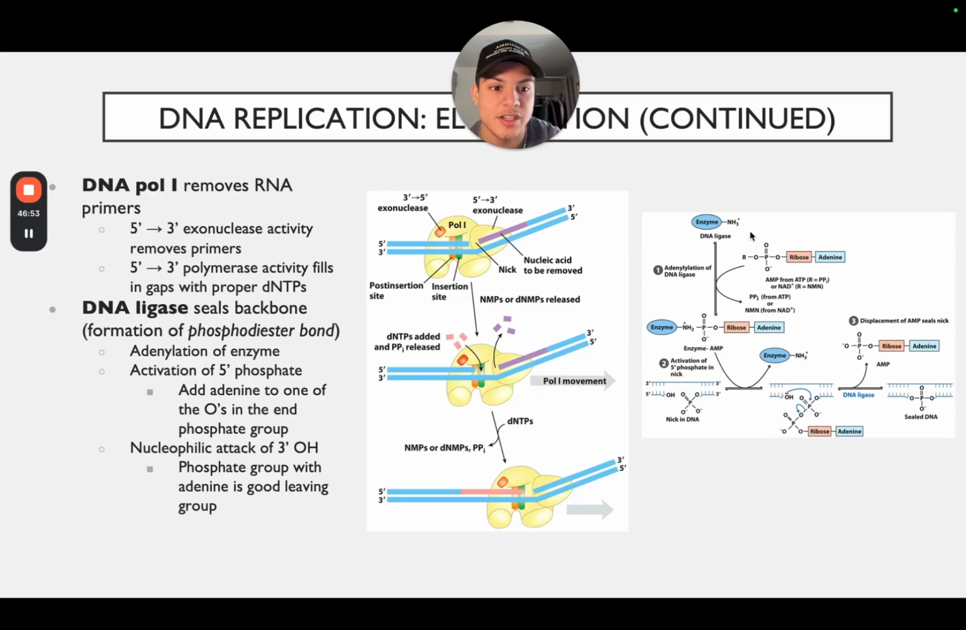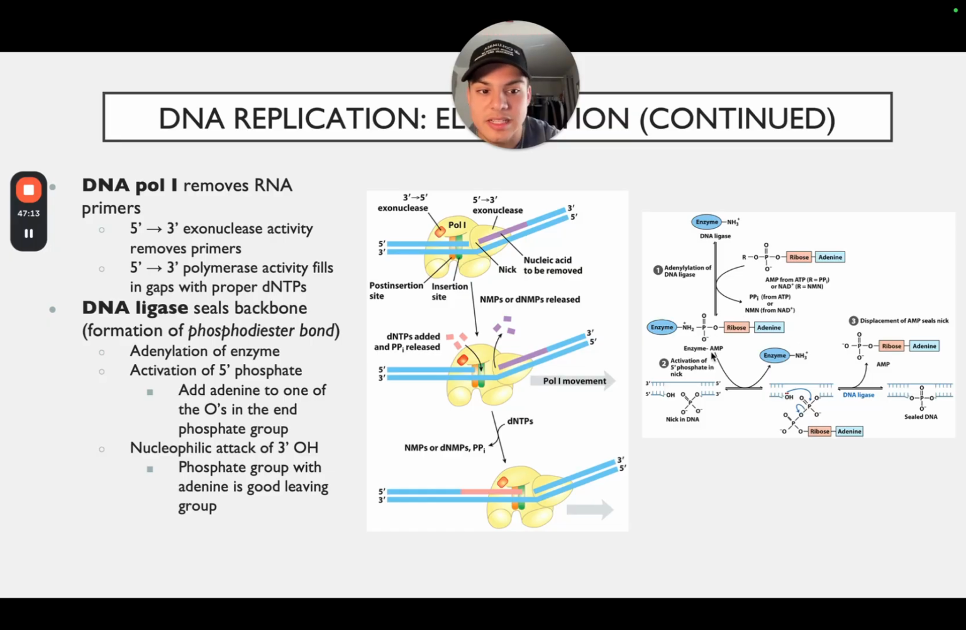So you have the adenylation of the enzyme right here, as you can see. So this is the enzyme, this is DNA ligase, and then it gets adenylated with adenine ribose and all that stuff. And then from there, it's going to activate the 5' phosphate. And you don't really need to know the mechanism per se, the arrow pushing. I'm just showing you in this diagram. But essentially, the enzyme is going to allow for the phosphodiester bond to form.